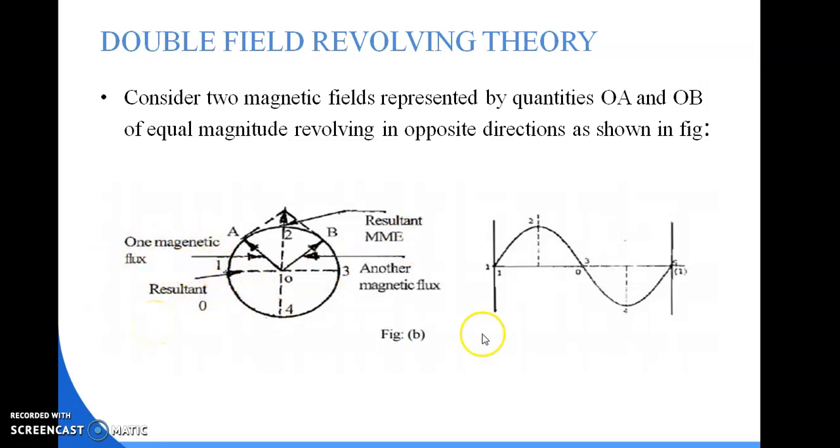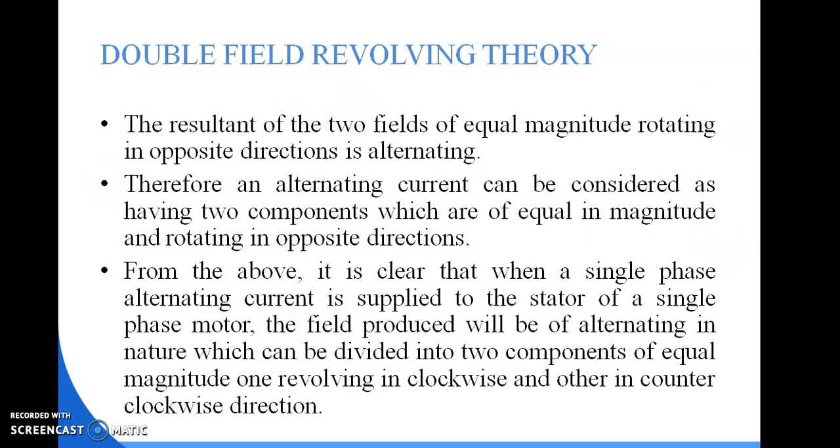So, due to the presence of these two magnetic fields, these two fields will be rotating with their resultant, this vector will be rotating in a direction. So, this is called double field revolving theory and the waveform for the final AC wave is sinusoidal, that is 1 to 2, 2 to 3, 3 to 4, again 4 to the 1 position. The resultant of the two fields of equal magnitude rotating in opposite directions is alternating, as this is an AC machine.